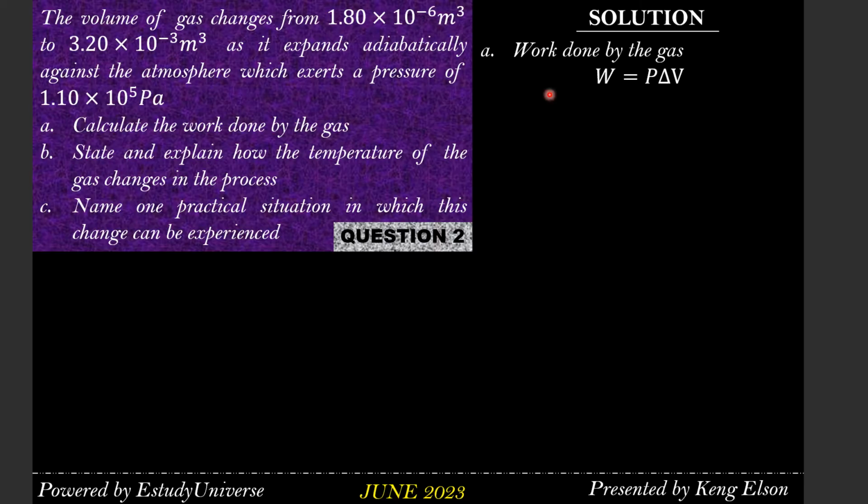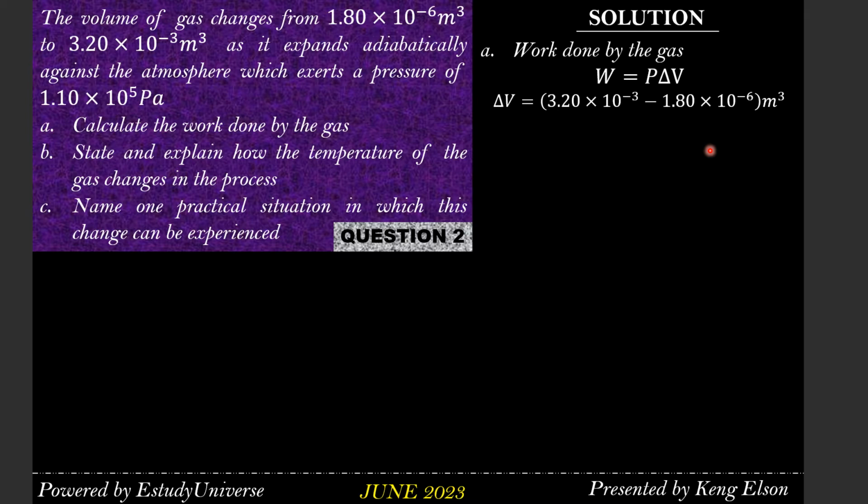What about the change in volume? It is the final volume minus the initial volume. So the change in volume is the final volume minus the initial volume. When you subtract, you're going to get your answer. So make sure you punch your calculator, because in this step I'm not going to be solving, I'm not going to be punching for you.